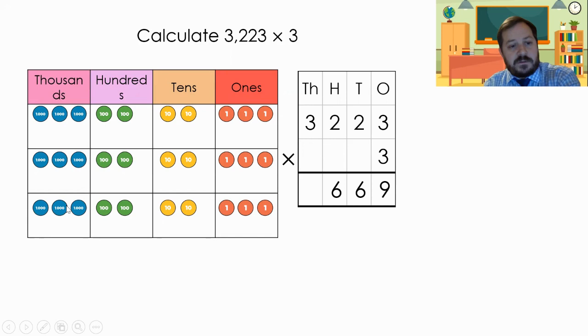So in total we have 9,000s, which you can see over here and goes in there. So our answer to this question would be 9,669. Exactly the same way that we've done in all of the others.